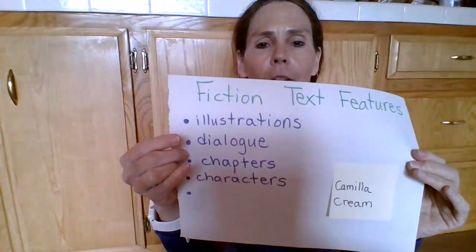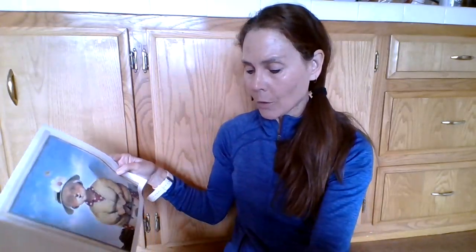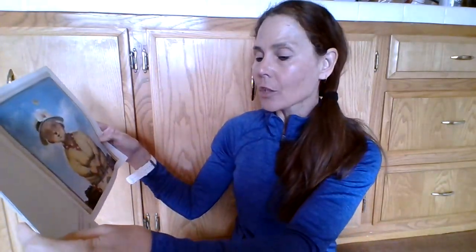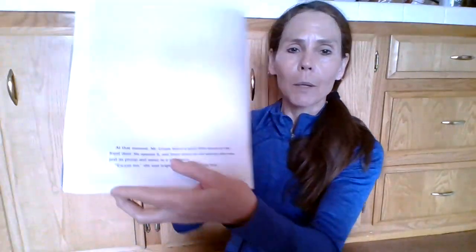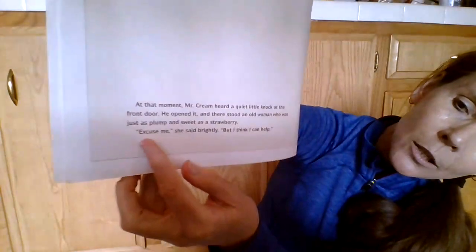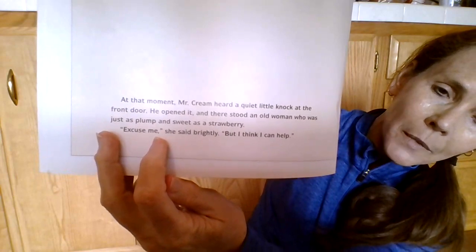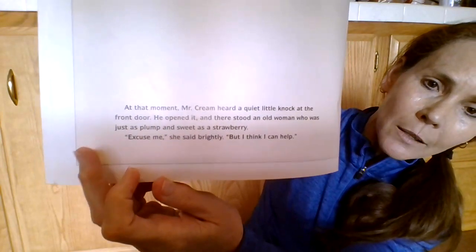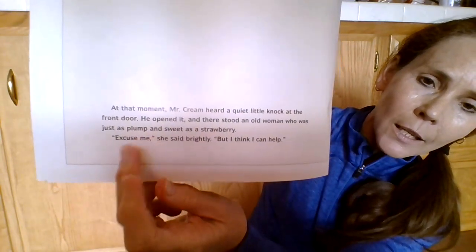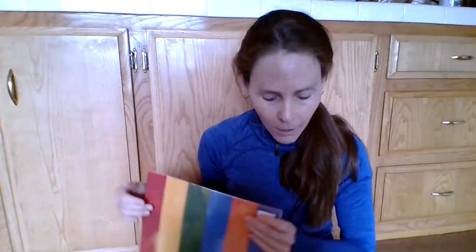Also in this story, to help me know that it's fiction, there's dialogue. And dialogue means that people are talking in the story. So I'm going to read you an example, and I'm also going to show you. "Excuse me," she said brightly, "but I think I can help." And I want to show you how you know people are talking in a story. I'm going to push this way up close. Down here, I can see quotation marks. "Excuse me." So she begins talking here, and she ends talking there, and that shows that she's talking. And when there's talking in a story, it's called dialogue.